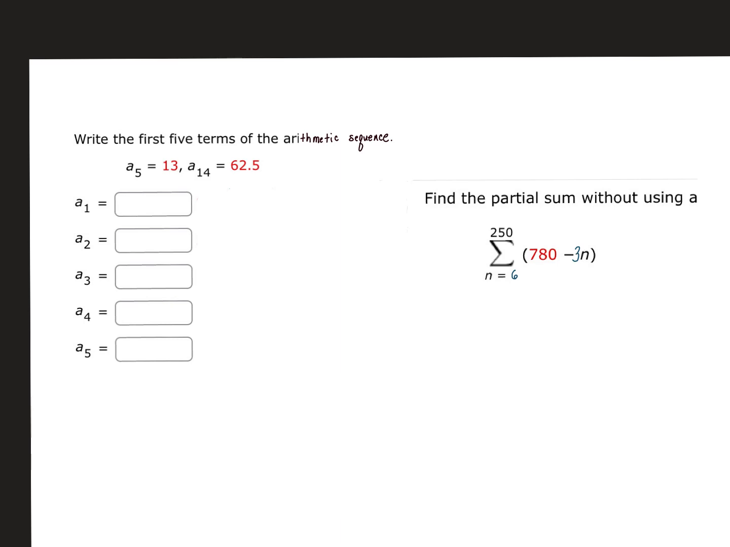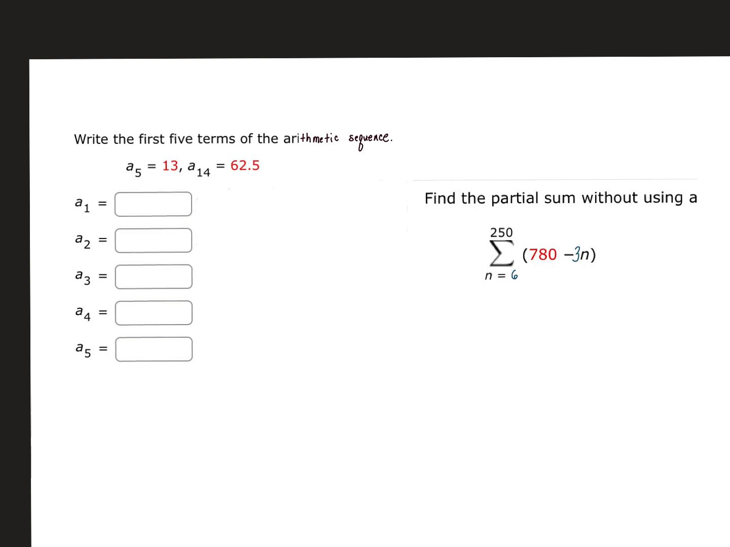Okay, guys, let's look at these two examples. These are both from WebAssign, but I want to make sure you understand what these questions are asking and exactly how to answer them. If you look at this first one over here on the left, it says write the first 5 terms of the arithmetic sequence. So think about this.